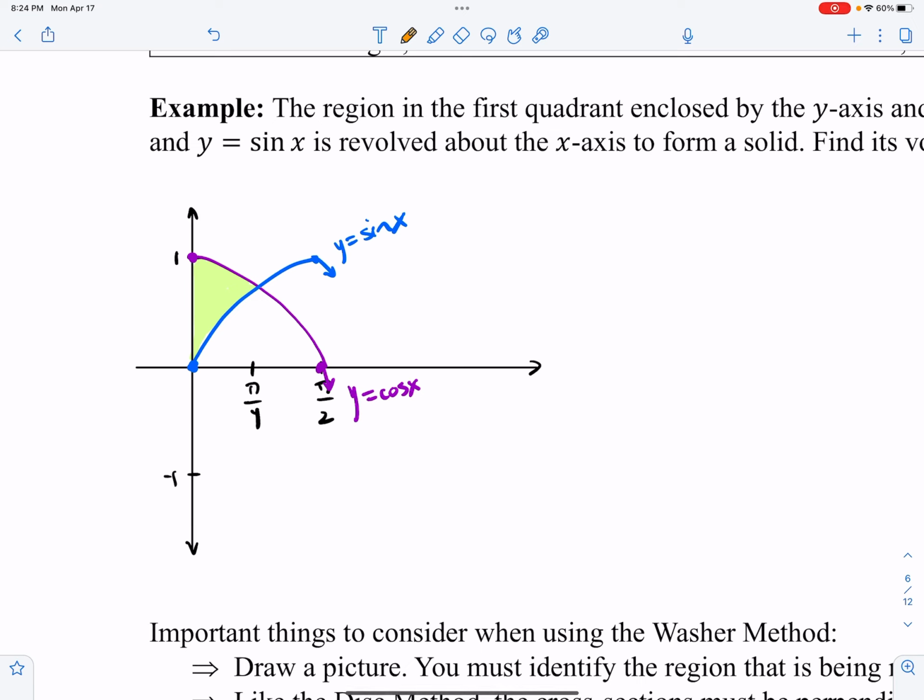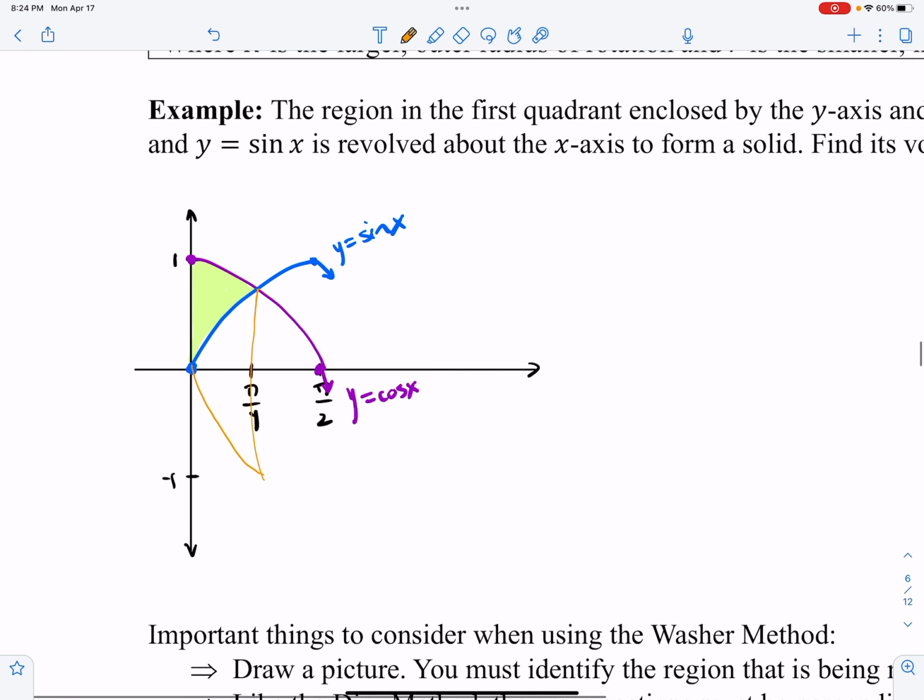Okay, so when we rotate, that's going to kind of create like a bowl. Somebody in one of the classes said this looks like an egg holder. Like something you put hard-boiled eggs in to hold or to eat. I don't know. A little egg dish. Egg dish. There you go. Okay, so this region has been rotated around the x-axis.